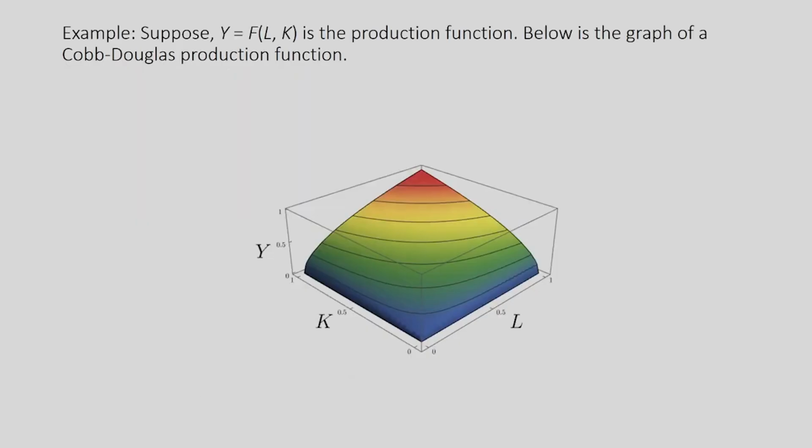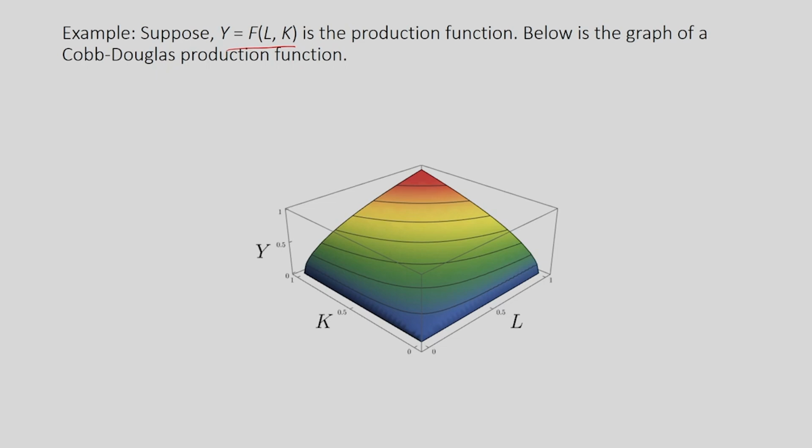This was a general discussion about level curves. Now, we come to particular discussion in economics. So, here you have y is equal to f of Lk. Remember, this is the general form of a production function of 2 independent variables, labor and capital. Below is the graph of a Cobb-Douglas production function.